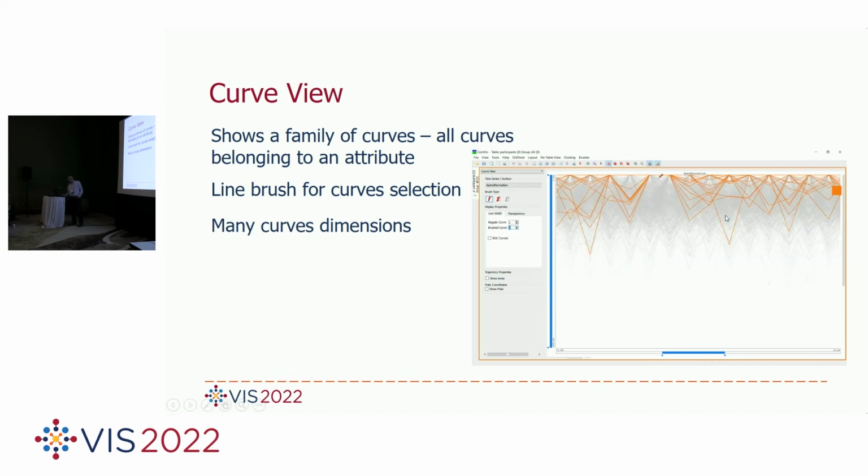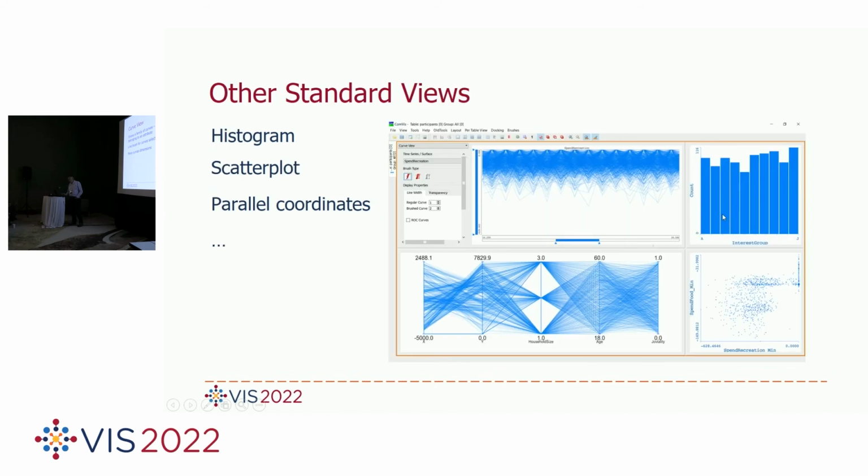And then you can see here we can also brush. We have a line brush. We just draw a line, and all curves that cross the line are selected. So we can see here a subset of people who have no spending on recreation at some times, but at other times they do, some more, some less. We can refine the brush, combine it with another line and see the details for the participant or business. We also use many other standard views that we have in the system, like histogram, scatter plot, parallel coordinates, and all views are coordinated.